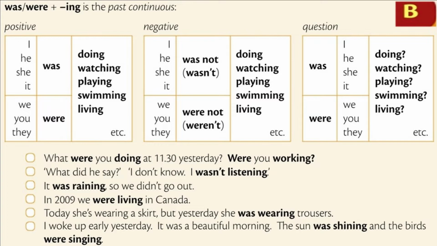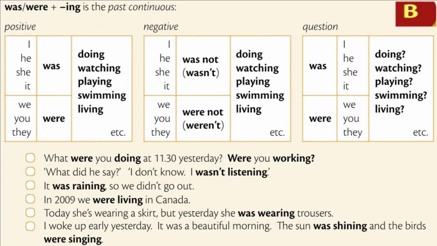Some examples of negative sentences. I wasn't doing. I wasn't watching. I wasn't playing. I wasn't swimming. I wasn't living. He wasn't doing. He wasn't watching. He wasn't playing. He wasn't swimming. He wasn't living. She wasn't doing. She wasn't watching. She wasn't playing. She wasn't swimming. She wasn't living. It wasn't doing. It wasn't watching. It wasn't playing. It wasn't swimming. It wasn't living.